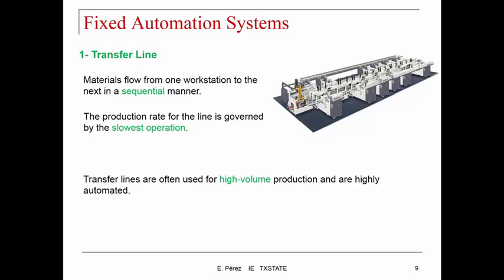So that's going to depend on the operation. Sometimes there are operations that take a longer time, and that's going to determine your production rate. Transfer lines are often used for high volume production and are highly automated. So you will see a lot of robots working on this type of product.